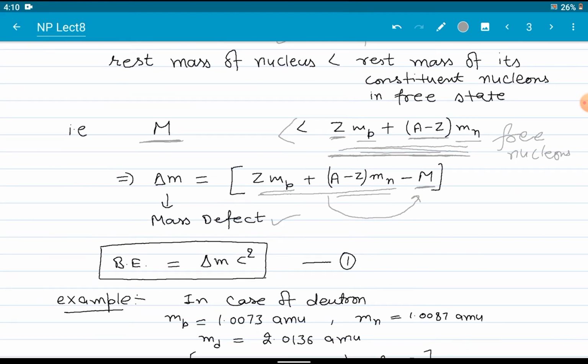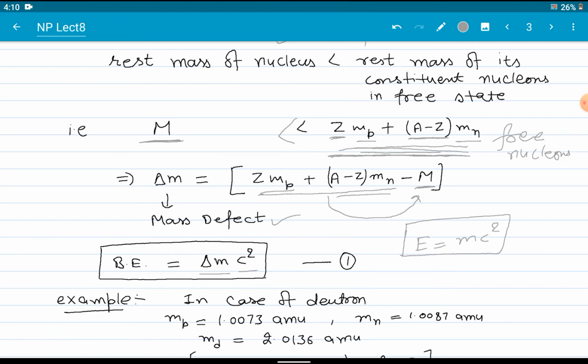And how does this mass disappear? This mass actually changes into energy, and that energy is called binding energy. So binding energy can also be written as delta m into c square. It is given by mass energy equivalence, that E is equal to mc square. This relation is called mass energy equivalence, given by Einstein.